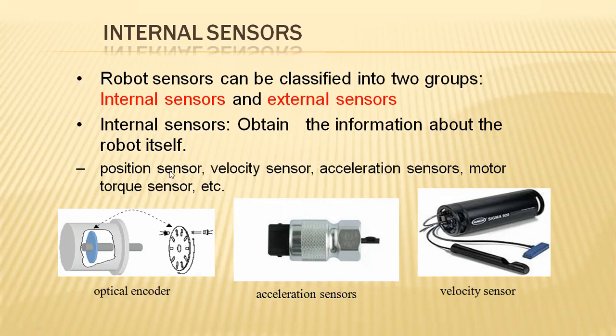Coming to the examples of these internal sensors: position sensors, specifying the position; velocity sensors; acceleration sensors. These are the pictorial representations of acceleration sensors and velocity sensors.